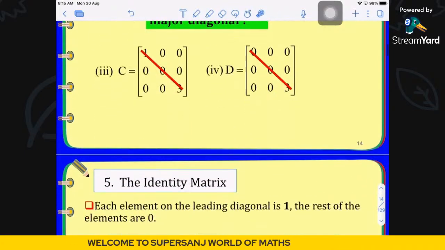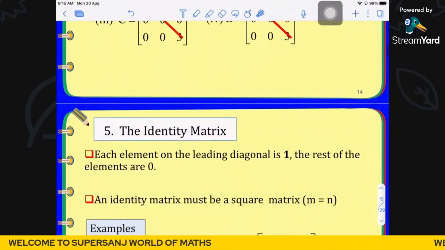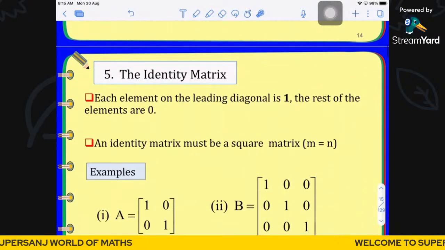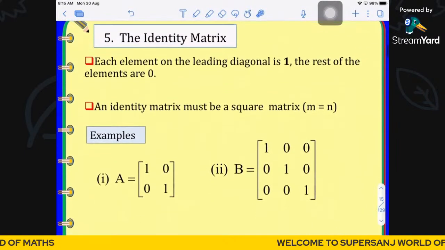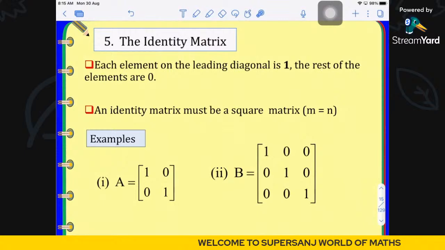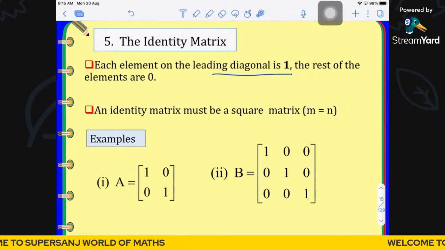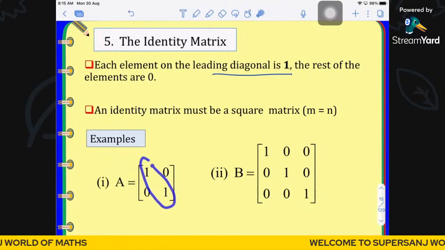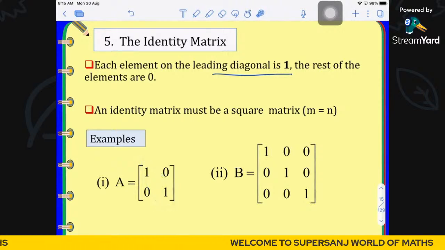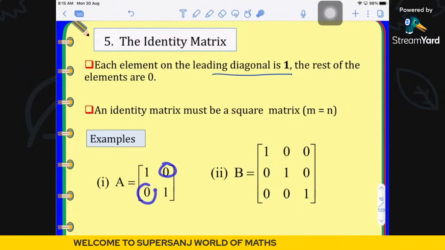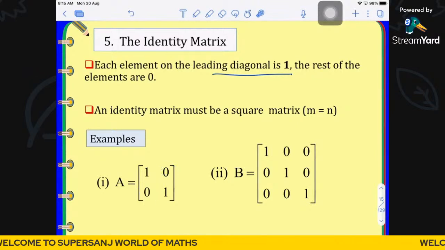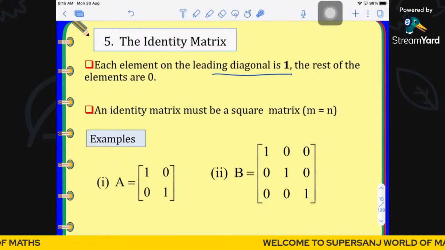The next one is called the identity matrix. You have seen this before, in your Form 5, remember? Under identity matrix, the leading diagonal is 1. So here is the leading diagonal, here is 1, 1. The rest of the elements are all 0. So that's why this is called the identity matrix.